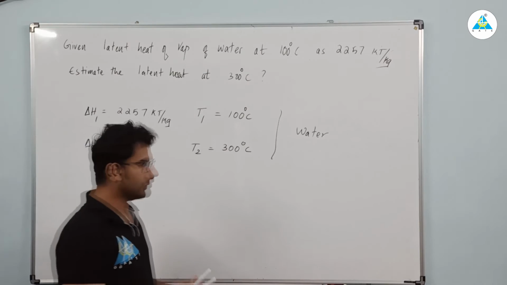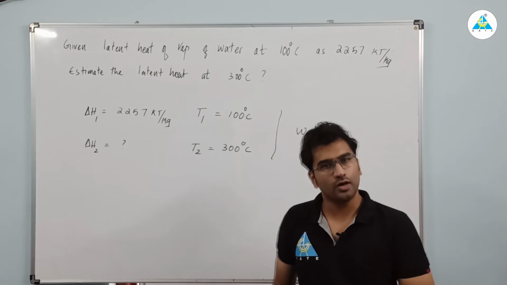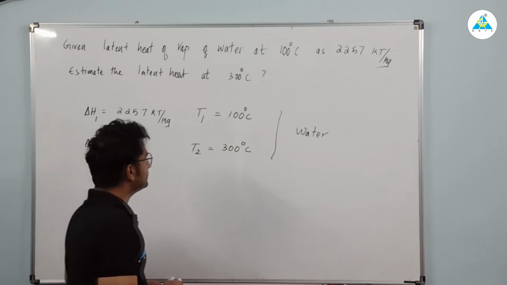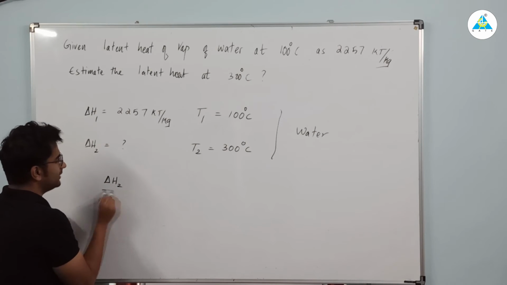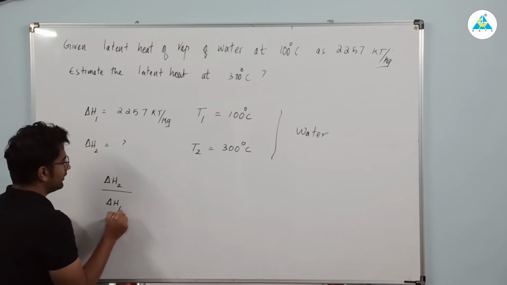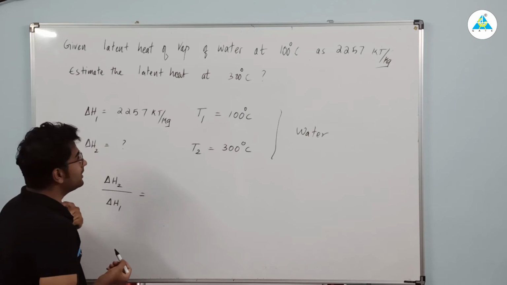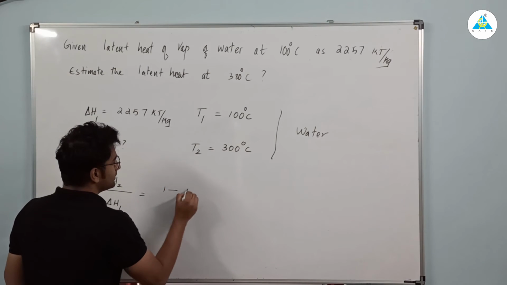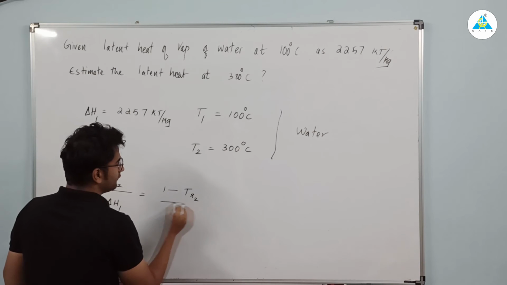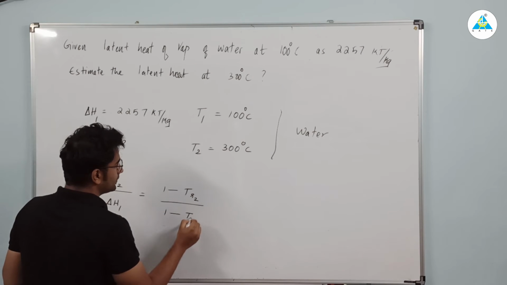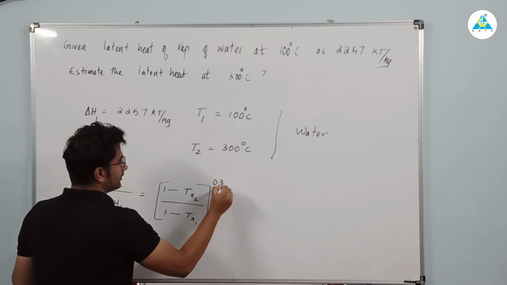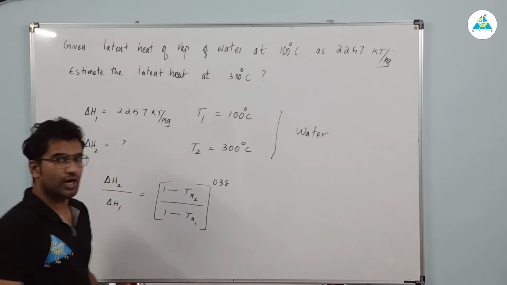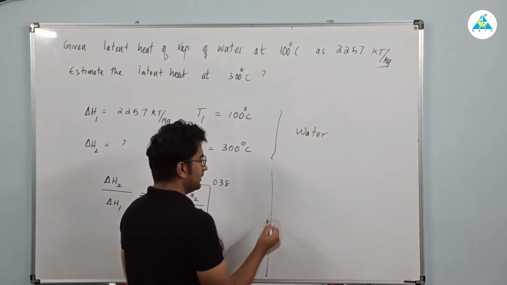For these kinds of questions we have developed Watson's rule. ठीक है? तो ऐसे questions के लिए हमने Watson's rule develop किया है, that is delta H2 divided by delta H1. क्या है आंसर? This will be equal to 1 minus reduced temperature for the second temperature, divided by 1 minus reduced temperature for the first temperature, to the power 0.38. So how to calculate TR2?